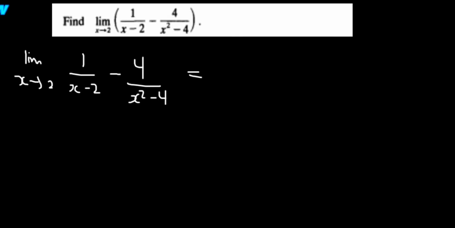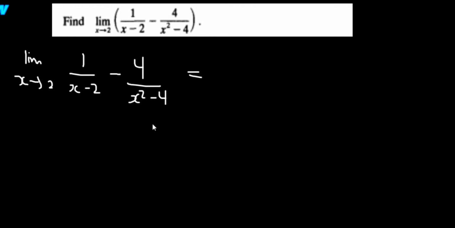Okay, so this is the next question that we'll be looking at. So you have to find the limit as x approaches 2 of 1 over x minus 2 minus 4 over x squared minus 4. Okay, so there are two ways to do this. You can use L'Hopital's rule, or you can use the transformation approach. So first of all, I'll use L'Hopital's rule, then later on I'll use the transformation approach to explain it also.